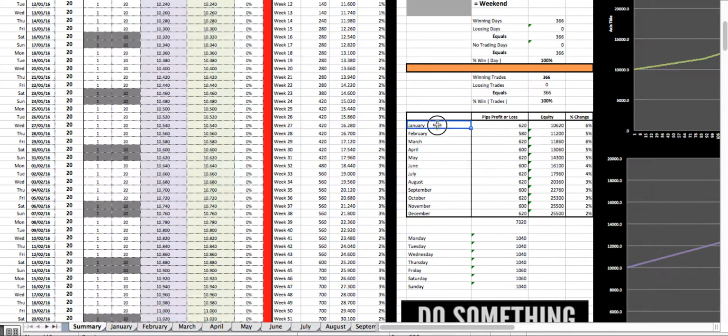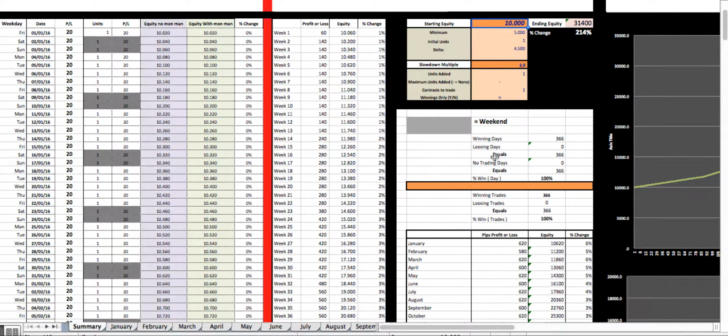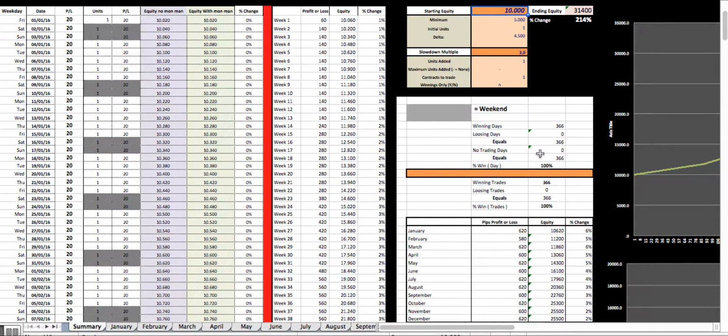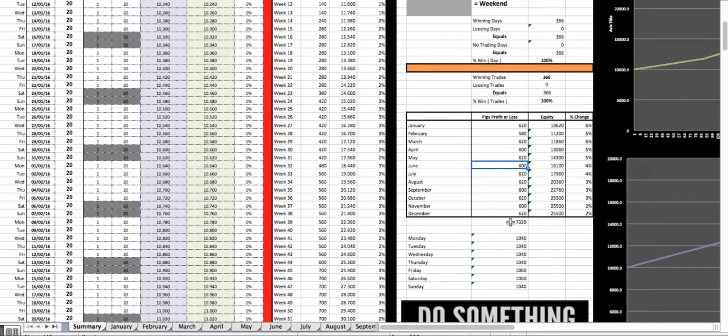As you can see right here, in January we had a total of 620 pips regarding this spreadsheet, which equals $10,620, because we have the starting equity here at 10,000. Obviously this number will change regarding your starting equity. This right here is all linked to the smooth money management concept. So as you increase in lot size, this here will also increase. This will multiply by your lot size and contract size. We have the equal right here, which based on this gives us 320 pips throughout the year.